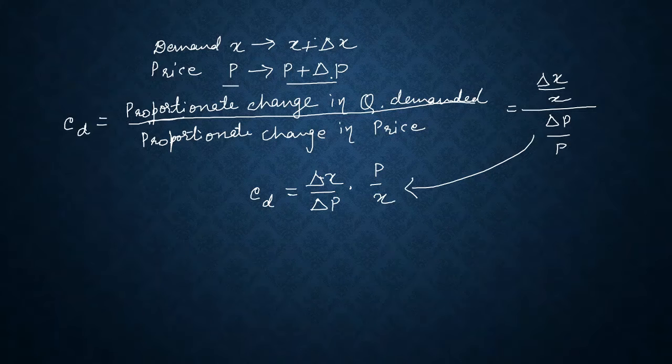But what we want is point elasticity, that is elasticity of demand at a particular price level, say p. Then delta p should be made to approach zero. Graphically or geometrically we can understand this. If this is the demand curve, this is initial price and quantity, this is the changed price and quantity, and this is delta p.